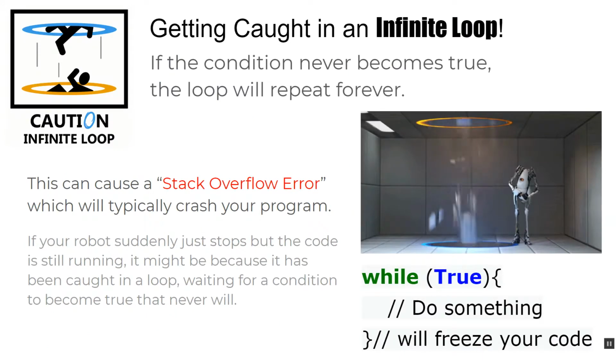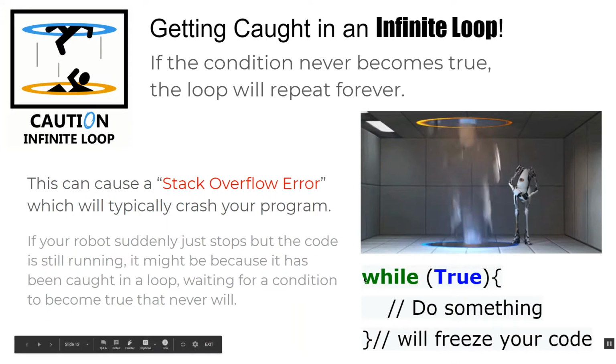But here, let's talk about that infinite loop. You do not want to get caught in an infinite loop because it will freeze your code and it can crash your computer. So if your robot suddenly just stops and the code is still running, like the lights are still on, but it's not doing anything, well, it might actually be stuck in a loop, waiting for a condition to become true that never will become true. And so, to avoid that, make sure you use the break keyword and make sure you check your code.